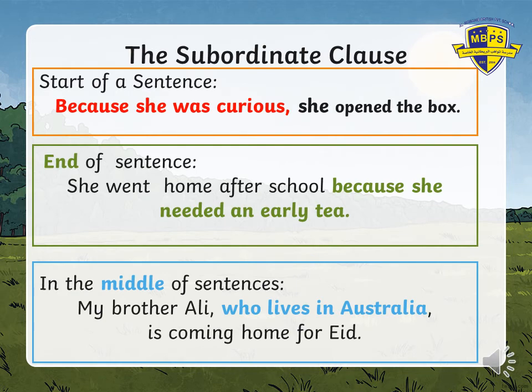A subordinate clause can come at various points in a sentence. It can come at the front of the sentence, it can come at the end of the sentence, or it can be used in the middle of the sentence. For example, you might use one at the front of a sentence. Because she was curious, she opened the box. Now what is because she was curious? It's a subordinate clause and we are using it at the front of the sentence.